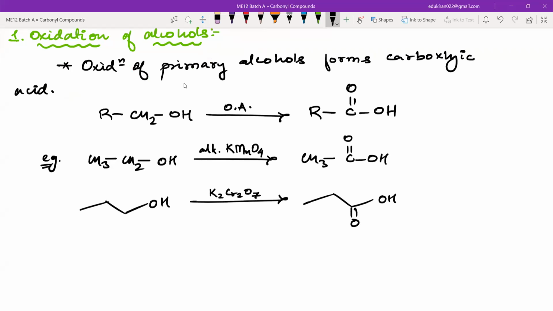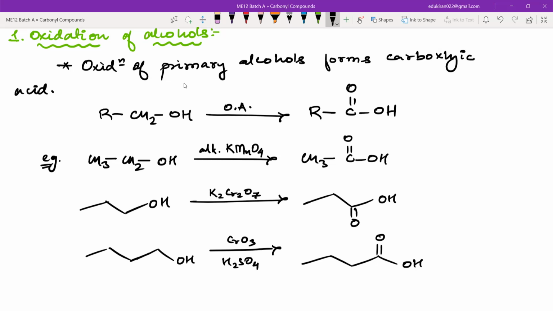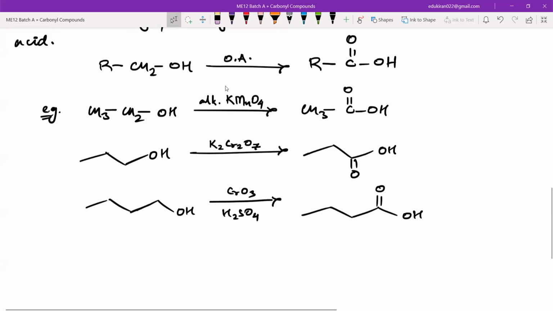If you remember, we have CrO3, and both of them in acidic media will give you a carboxylic acid. And let us say in the presence of H2SO4, you are going to get again a carboxylic acid. Okay, so these are the examples. The CrO3 and H2SO4 combined is known as Jones reagent. I think we have written this when we were doing oxidation of alcohol. You can also make benzoic acid.